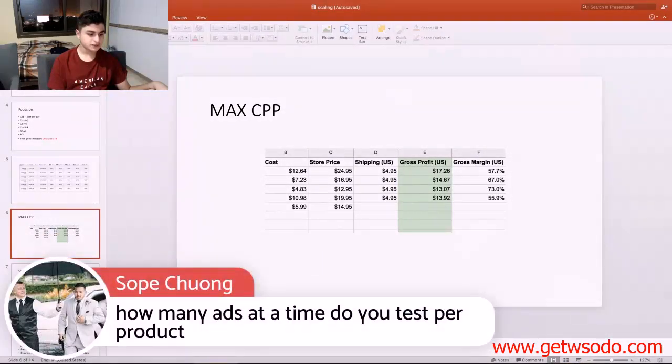How many ads do you test at a time per product? If you mean by creative, start with one. If it's good, you can make other creatives by yourself. If you mean assets, as I said, three audiences and two locations. So probably you'll end up having six assets.